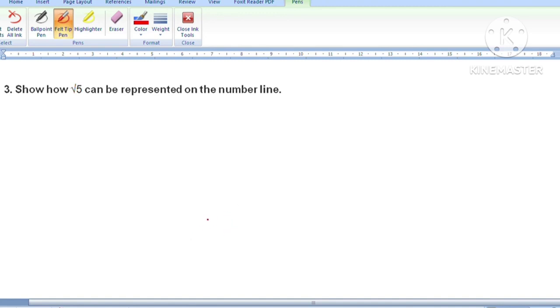First you have to take your scale and draw one straight line using your scale. Then measure each 1 centimeter.